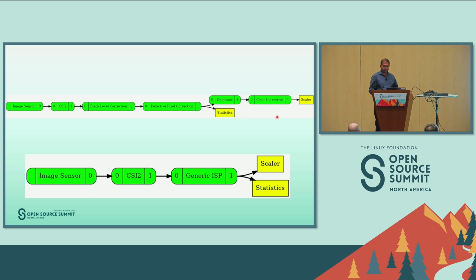Now, there are various ways to do it. The first representation is very modular, where each block of the ISP is represented. But you could consolidate some of these blocks together. For example, a collection of these two, along with demosaic and color correction, could be bundled together as a single subdev and called the generic ISP. And then two video nodes come out of it, one is the scaler and the other is the statistics, just like how we saw the hardware representation. So this is usually the choice of the implementer. How do we want to get it done? Both are valid ways of representing it.